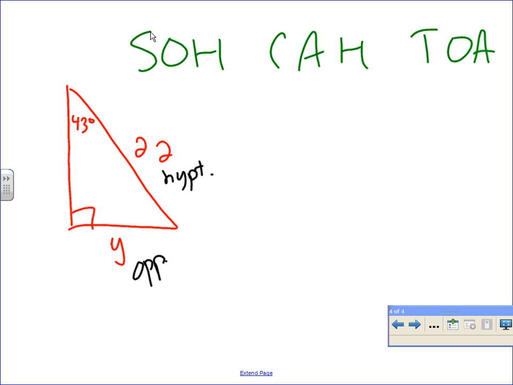Awesome, very good. So we're going to use sine of 43 degrees equals y, which is the opposite of 43. It's not the hypotenuse. It's not next to it. 22 is the hypotenuse. So the opposite is y over, sine is opposite over hypotenuse. The hypotenuse is 22. You guys clear on why we have to use sine? Annalise?